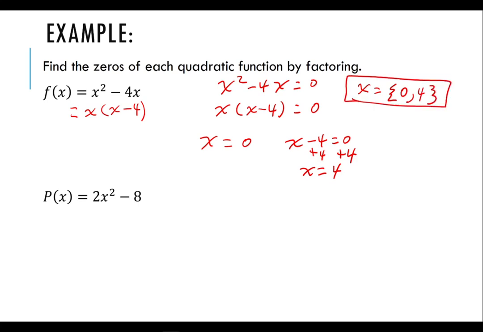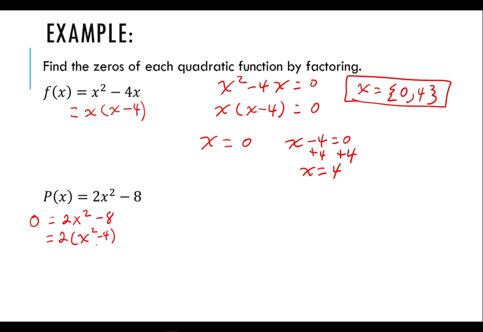Then I've got 2x squared minus 8. Step 1, look for a greatest common factor. But remember, since I'm trying to find the zeros, I should set it equal to 0 first. So 0 is equal to 2x squared minus 8. Now I'm solving this equation. So then factor, I see I have a greatest common factor of 2. That is 2 times x squared minus 4.